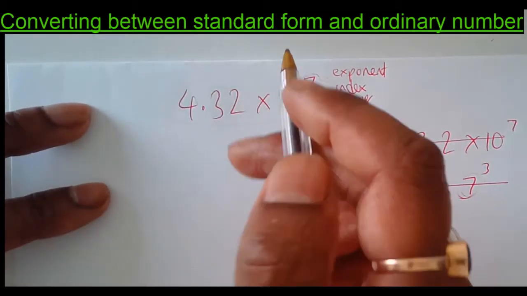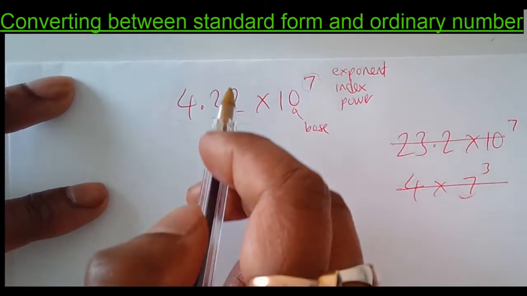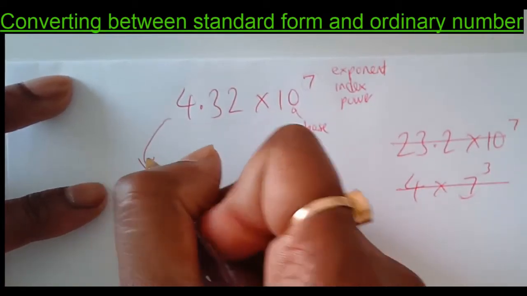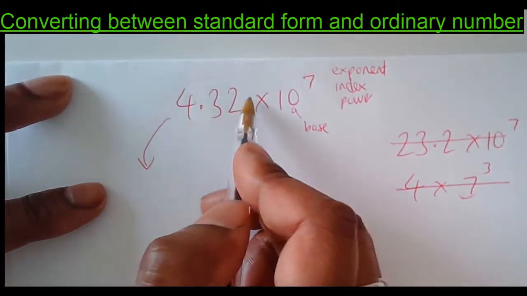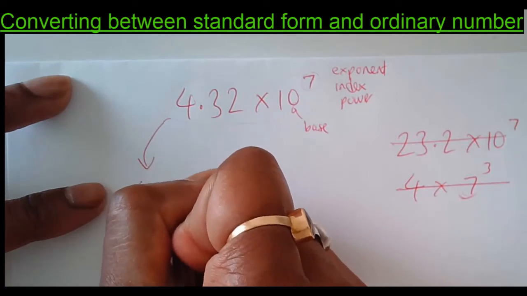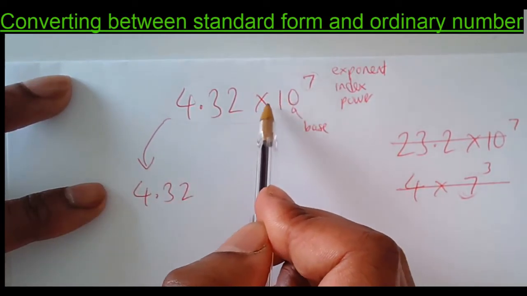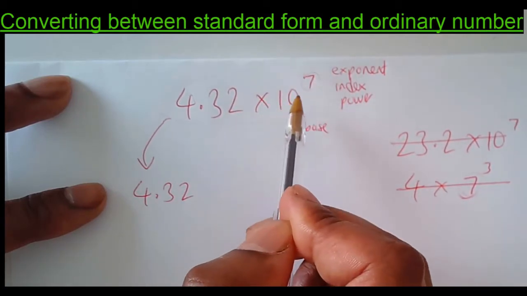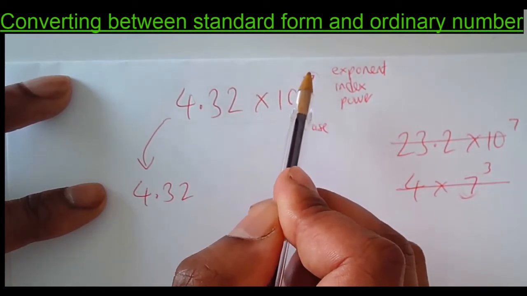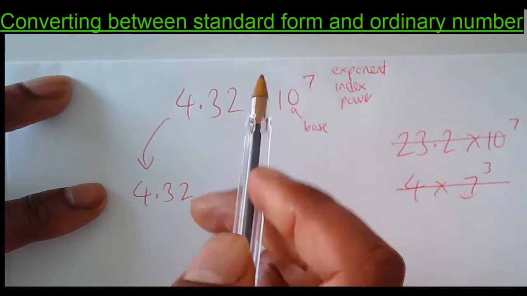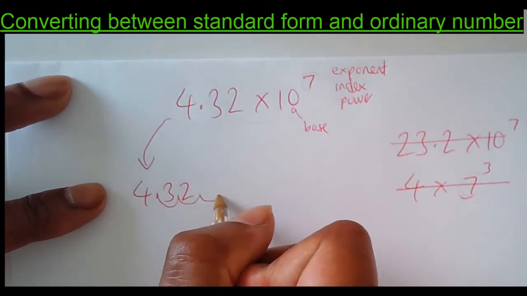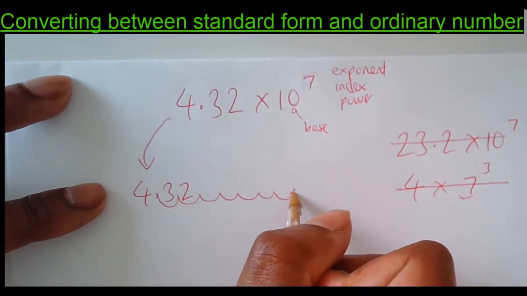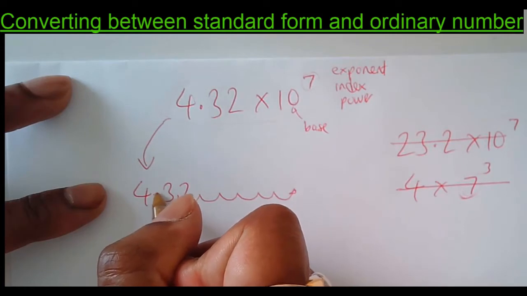That there is to represent big numbers. How do I change that to an ordinary number? I'll show you. Take the first number, the 4.32, and because I'm multiplying by a big number, move the decimal point 7 places to the right. 1, 2, 3, 4, 5, 6, 7. The decimal point is not there anymore.